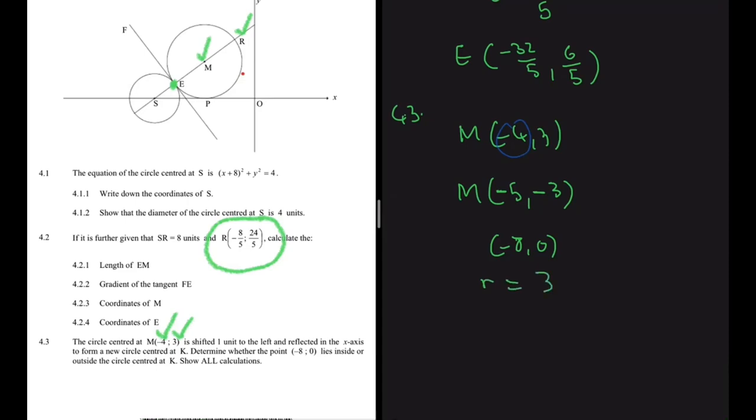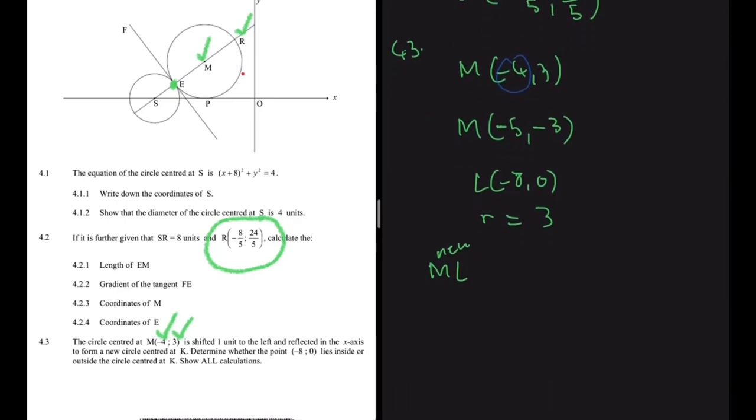So when we calculate, let's name this point L. When we calculate the distance of ML, right? M is our new center, right? If it is greater than 3, then it makes sense to conclude that the point L of minus 8 and 0 lies outside of the circle, because the radius of our circle is 3. And then if it is less than 3, then that point will lie inside the circle. And then if it is exactly 3, then it lies on the circumference of the circle. So let's go ahead and compute ML.